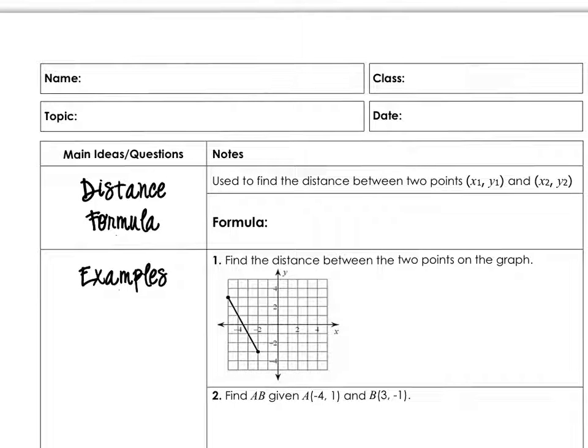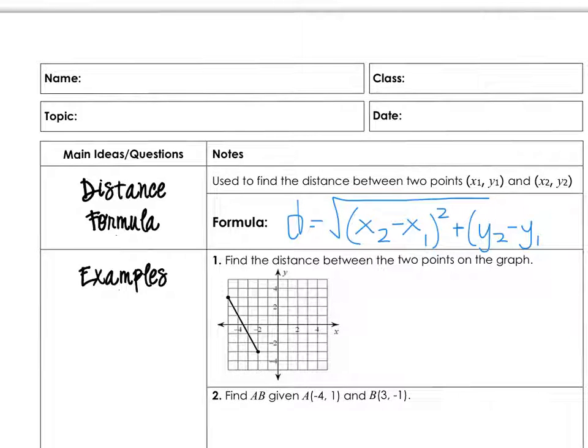This video is about the distance formula and the midpoint formula, part 1. Okay, first off, if I'm trying to find the distance between 2 points in a coordinate plane, I use the distance formula, which is d equals the square root of x2 minus x1 squared plus y2 minus y1 squared.